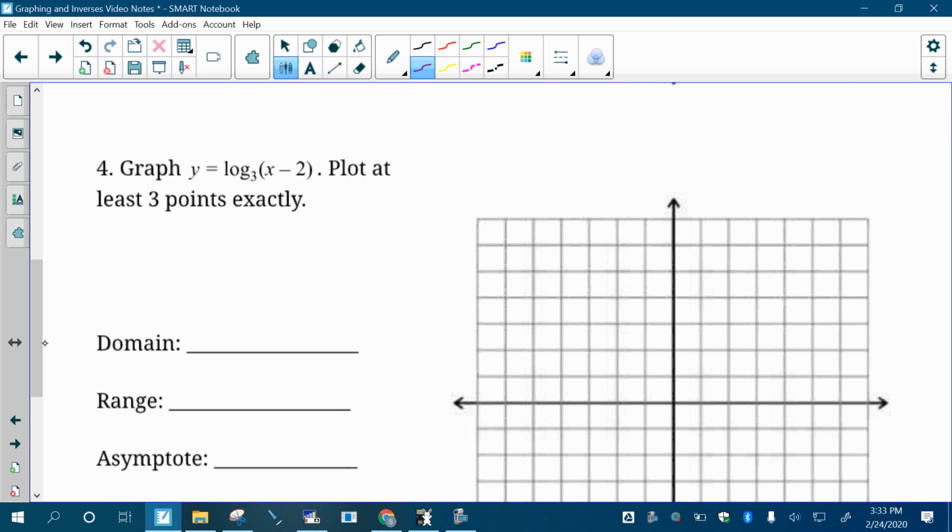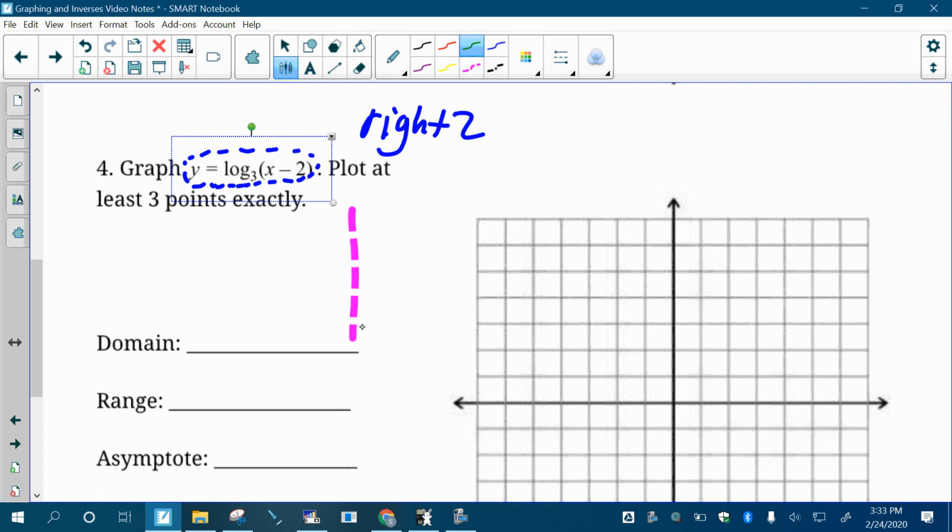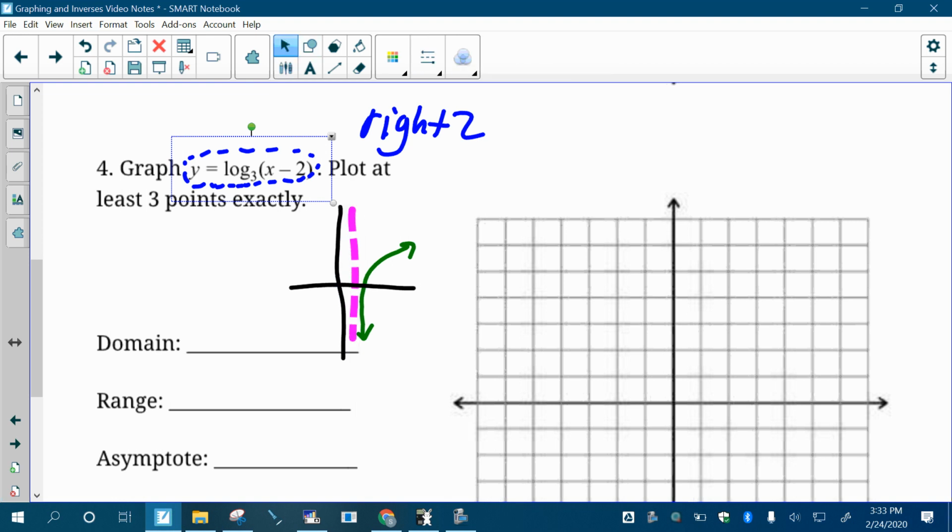Again, if we think about the transformations, this will be helpful. A -2 on the inside, that's horizontal, it's also backwards. A -2 on the inside moves it right 2. So now I'm going to have my normal log graph, only it's going to move right 2. Notice that when you move the graph right 2, the asymptote's going to be right 2 as well. And we'll see that in the table, but just think about this kind of a picture.